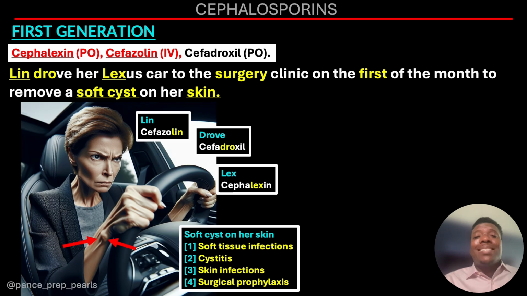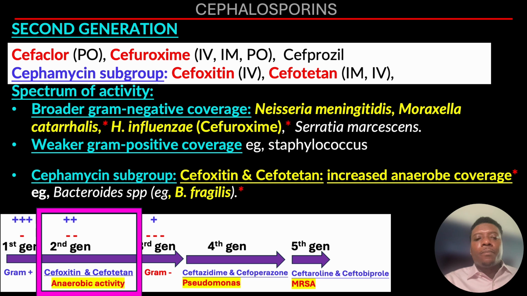My mnemonic for this is Lynn drove her Lexus to the surgery clinic on the 1st of the month to remove a soft cyst in her skin. Why do I say that? Because the 1st of the month equals first generation cephalosporins. Lin is for cefazolin. Drove is for cefadroxil. Lex is for cephalexin. Those are the 3 important first generation cephalosporins. They're great for soft tissue infections, great for cystitis, skin infections, and for surgical prophylaxis. Those are the most important testable things about your first generation cephalosporins.